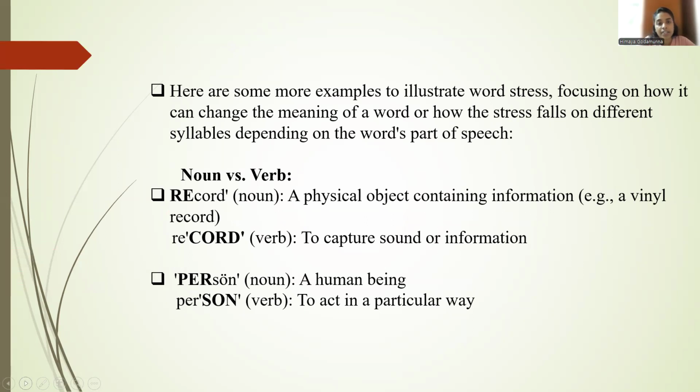Here are some more examples to illustrate word stress, focusing on how it can change the meaning of a word or how the stress falls on different syllables depending on the word's part of speech. The word record as a noun, stress is on the first syllable, and the word record, to capture a sound or information, as a verb, stress is on the second syllable. Another example, the word person as a noun, stress is on the first syllable, and as a verb, stress is on the second syllable. Next slide.